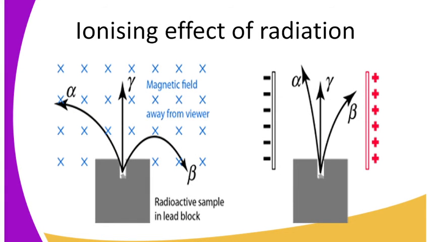Next we have the ionizing effect of radiation. When alpha, beta, or gamma radiations pass through air, they knock off electrons from air molecules, resulting in the formation of positive ions. This effect is called ionization. Since an alpha particle is heavy and slow, it takes quite some time to pass through air. As you can see, the alpha particle takes a long time to pass through air. It is therefore able to knock off more electrons than beta particles and gamma rays, which are light and fast.